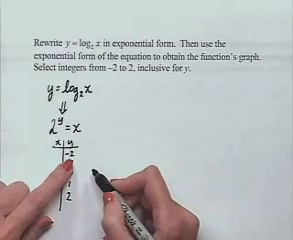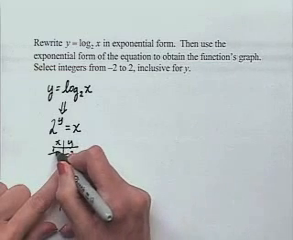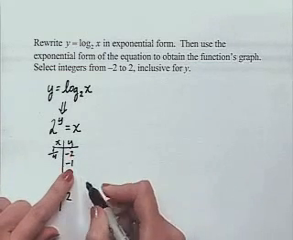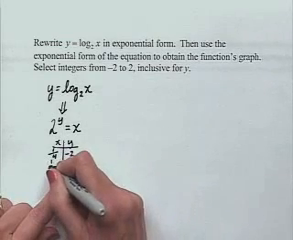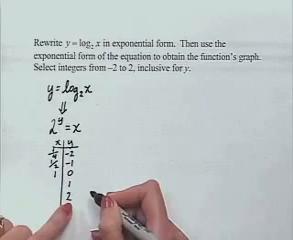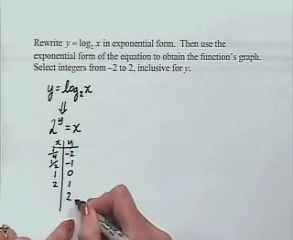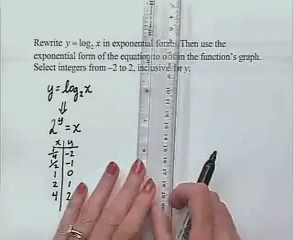So 2 to the -2 power, recall, is going to equal 1 over 2 squared, which is going to be 1/4. 2 to the -1 power will be 1 over 2 to the first, which is 1/2. 2 to the 0 power is 1. 2 to the first is 2, and 2 squared is 4. And now we're going to graph these points.